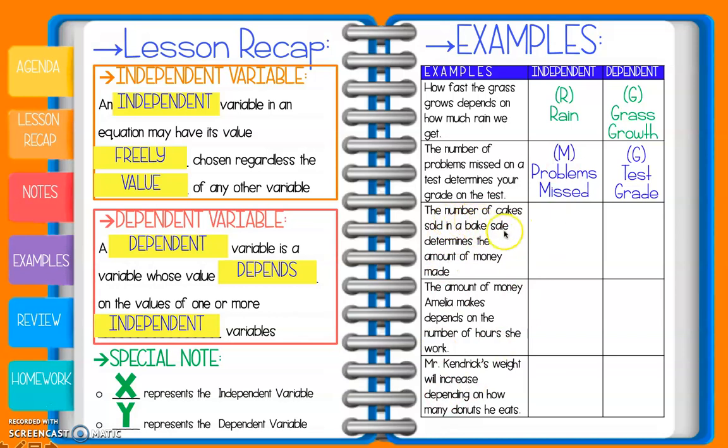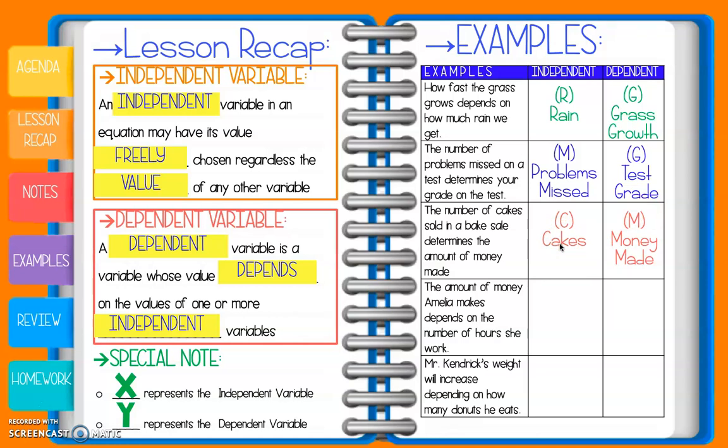So the next one says the number of cakes sold in a bake sale determines the amount of money that they make. So if we think about it, if they sell a whole bunch of cakes, they're going to make a lot of money. If they don't sell many cakes, they're not going to make much money. So the money is dependent on how many cakes that they sell. So M would be our dependent variable, and C, for the number of cakes they sell, would be our independent variable.